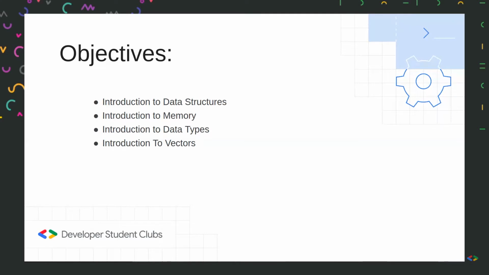So today's objectives are introduction to data structures, then we'll briefly see introduction to memory, then we'll go to introduction to, and then we'll briefly see what vectors are and how they are different from our conventional arrays.